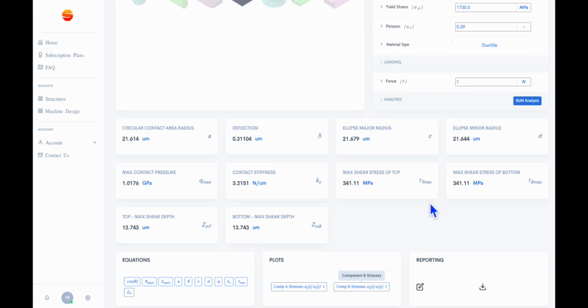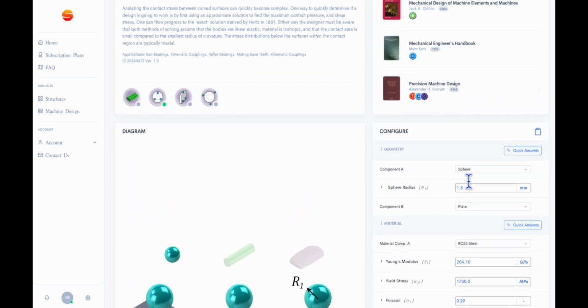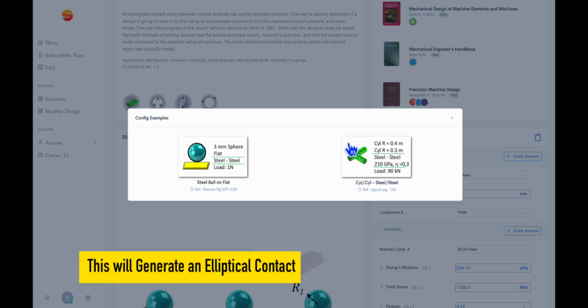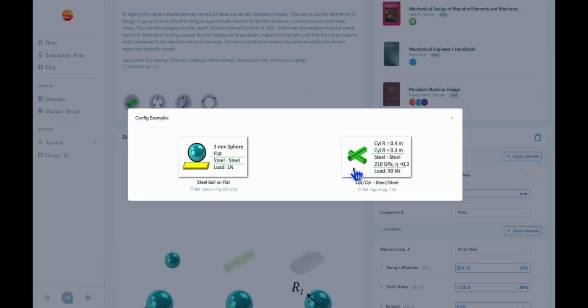Now, let's move a little bit up and load up the second example, which consists of two cylinders, one cylinder having a radius of 0.4 meters, the other one having a radius of 0.3 meters. There's a 90-degree offset, steel on steel. In this one, they do provide a guidance for the material properties. We're going to have to change those a little bit. And the load is 90 kilonewtons.